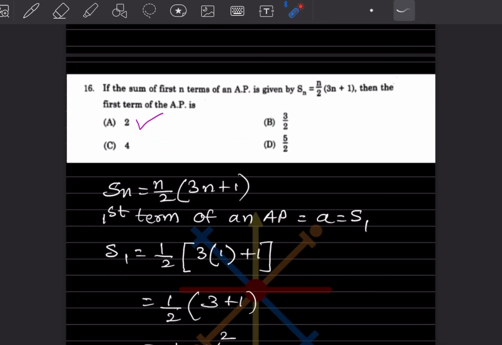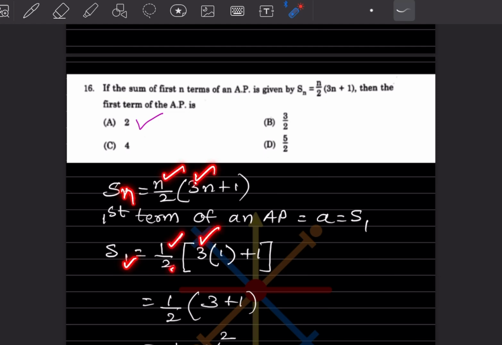If the sum of first n terms of an AP is given by Sn is n by 2 into 3n plus 1, then the first term of the AP is what? This is the given. For the first term of an AP, we can write that a is S1, because that is the sum. So S1 is 1 by 2, we put 1 wherever you see n. In place of this n also we have to put 1 by 2.